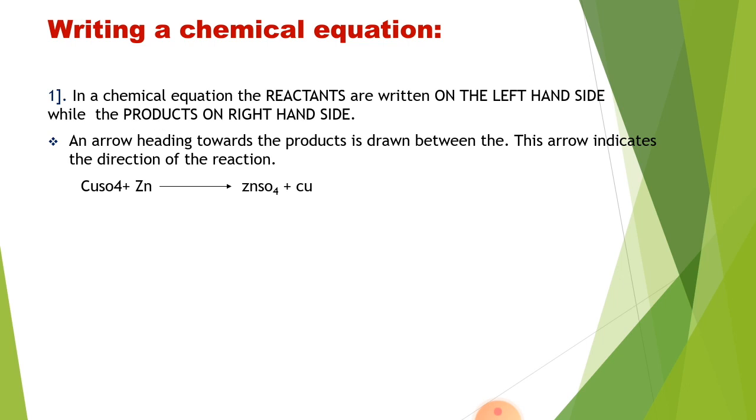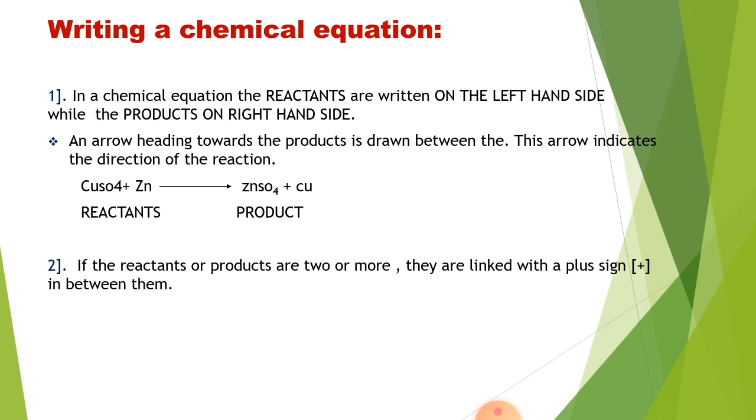So reactants are written on the left hand side and products on the right hand side. And what is the arrow? The arrow indicates the direction of the reaction, and the arrow is placed between reactants and products. You can see in the reaction, the reactants are CuSO4 and Zn, and the products are ZnSO4 and Cu.